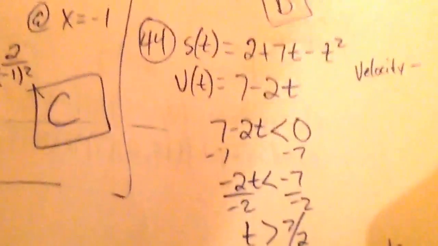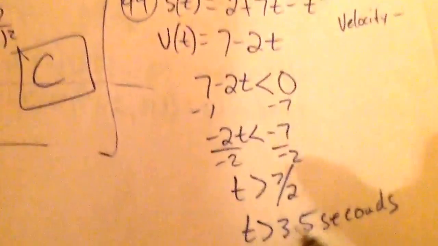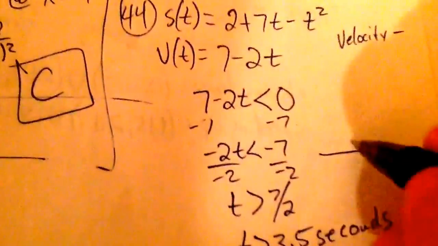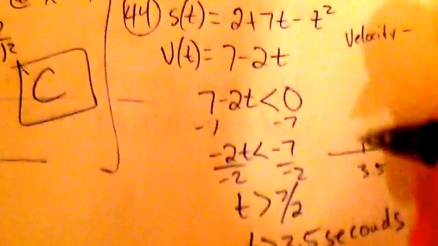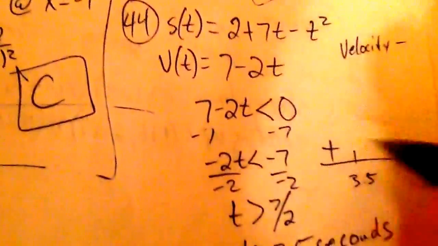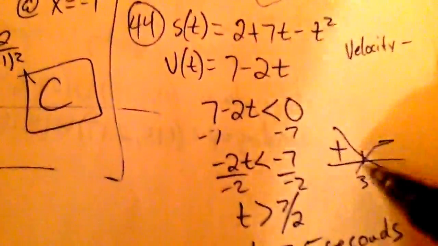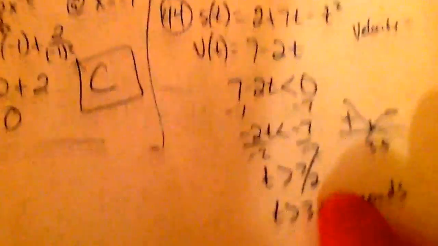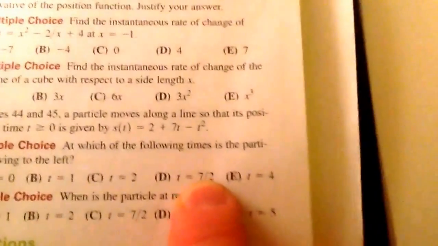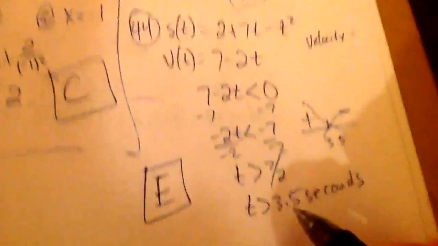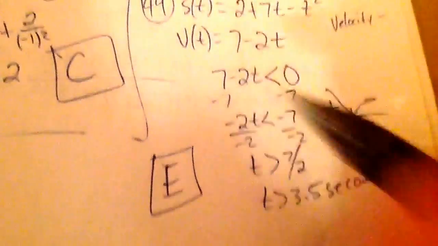that tells me at 3.5 seconds the velocity is going to be equal to 0. So if you think, here's 3.5 seconds. Over here my velocity will be positive. Over here my velocity will be negative, and it's going to go through that. To answer the question, at which of the following times is it moving to the left? Well, the answer better be above 3.5 seconds. So it can't be 0, it can't be 1, 2, can't be 3.5, it's got to be 4, E. Because at 3.5 is when it would equal 0, after 3.5 is when the velocity is less than 0.